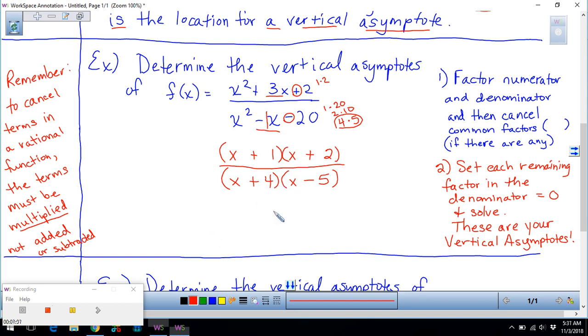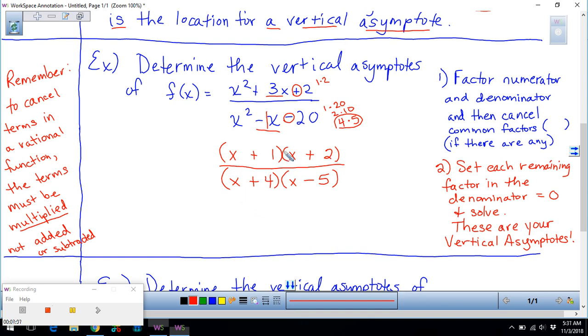So now that I have it factored, now I'm going to look and see if I can cancel anything. And I put over here a note: remember that to cancel terms in a rational function, the terms must be multiplied, not added or subtracted. So once we have it factored, our terms are being multiplied.